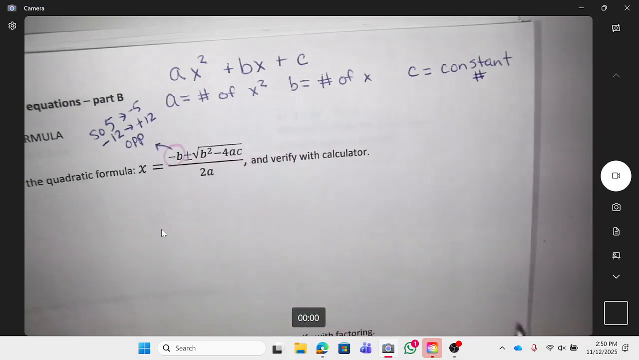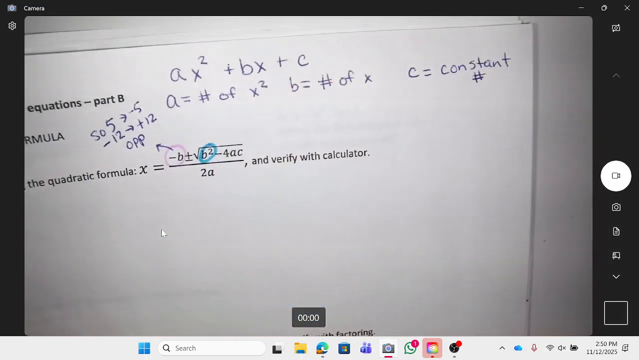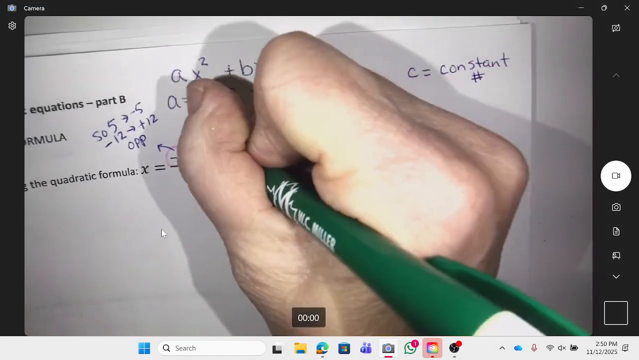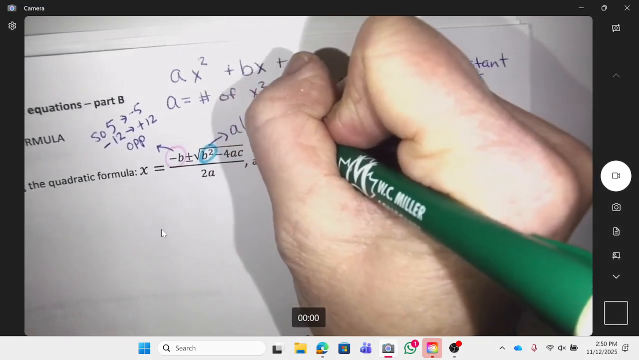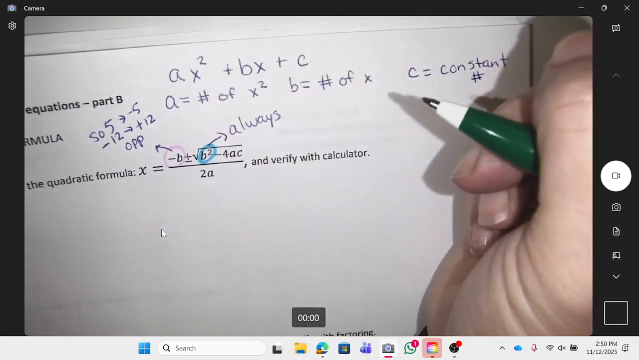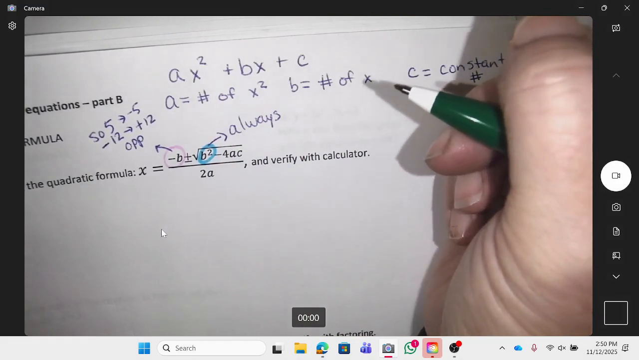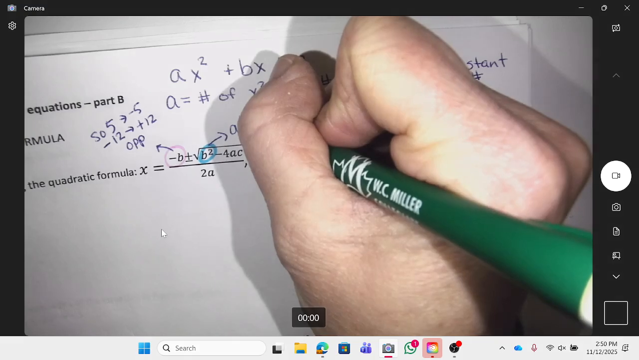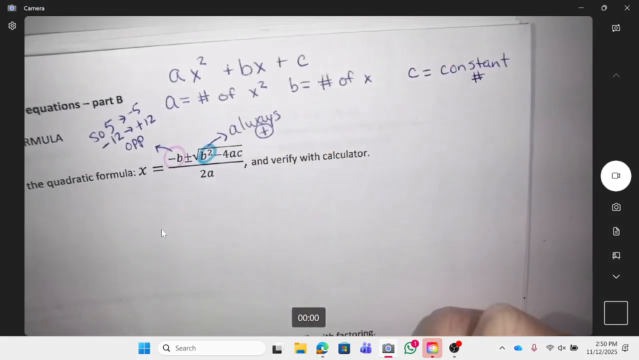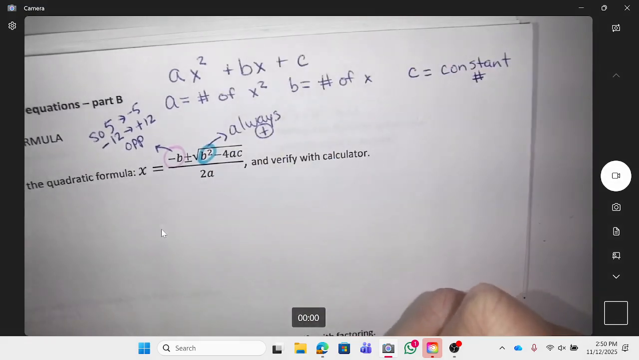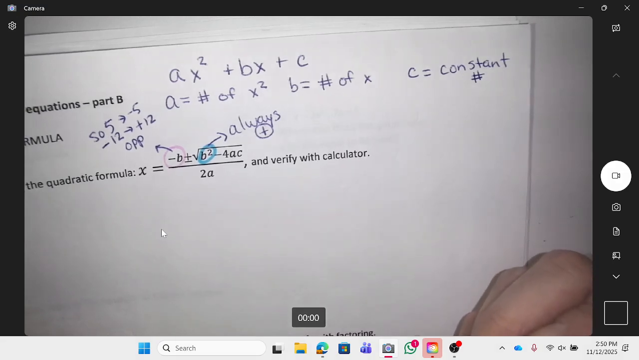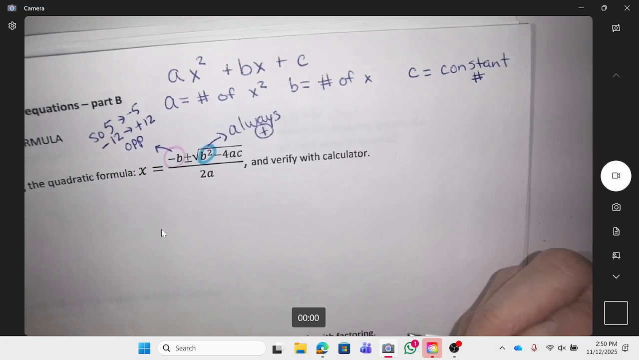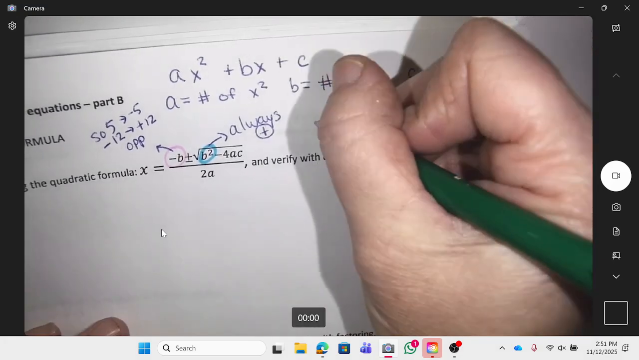Okay, and when you square something, what's true about squaring something? It's always going to be always positive. Always. Because what happens if you take a negative times a negative? Plus. What happens if you take a plus times a plus? Plus. Okay.